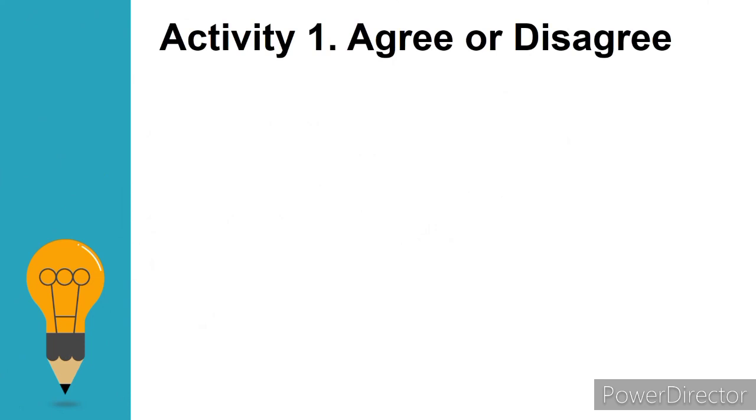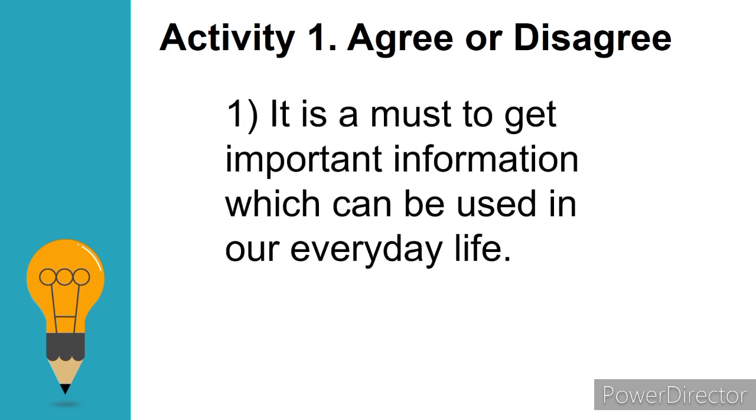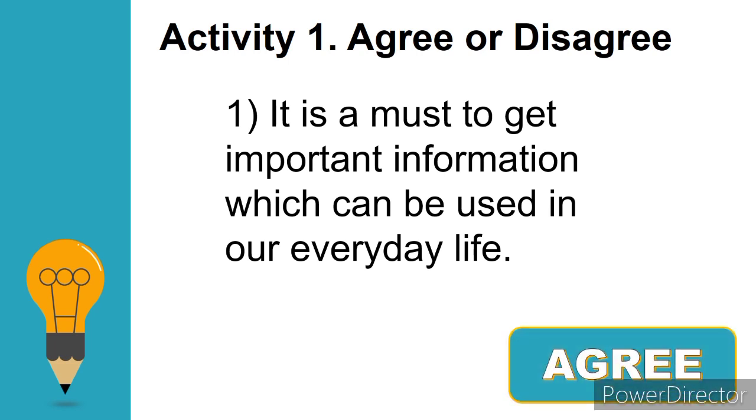Activity 1. Agree or disagree. Read the statements in the table and check the column that corresponds to your answer. Number 1. It is a must to get important information which can be used in our everyday life. What's your answer? Very good! Agree is the correct answer.